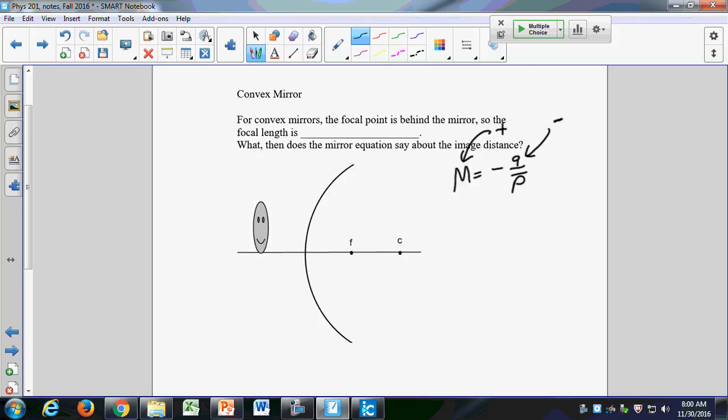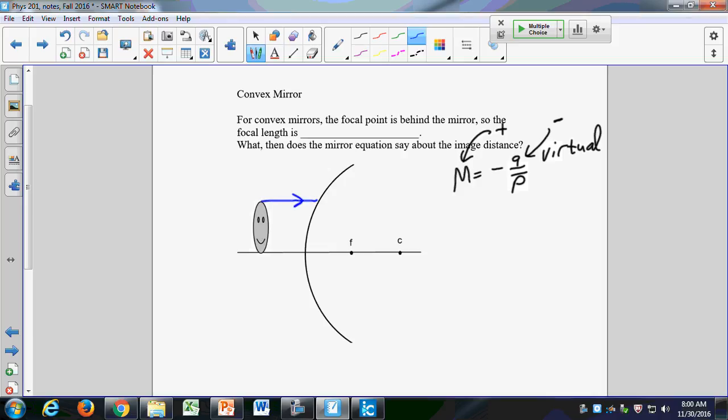P is always positive as far as we're concerned. So that means that I always produce a virtual image. I'll always produce a virtual image with a convex mirror. My rays look similar. I can go parallel to the axis, like this.